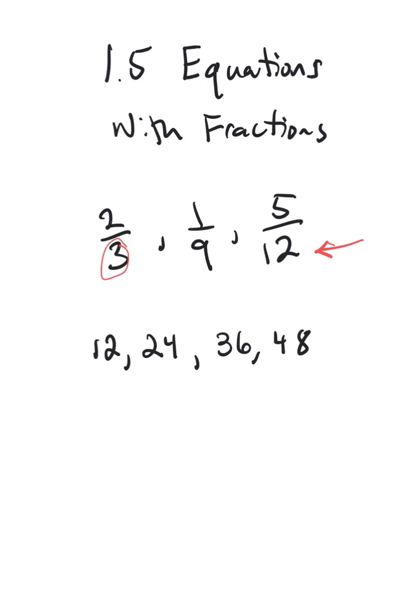Does 3 go into 12? Yes, it does. Does 9 go into 12? No, it does not. So we go to the next multiple, 24. 3 goes into 24, but 9 does not. So we go to the next multiple, 36. 3 does go into 36, and 9 goes into 36. So we've found our least common multiple of that denominator, or in other words, the least common denominator.